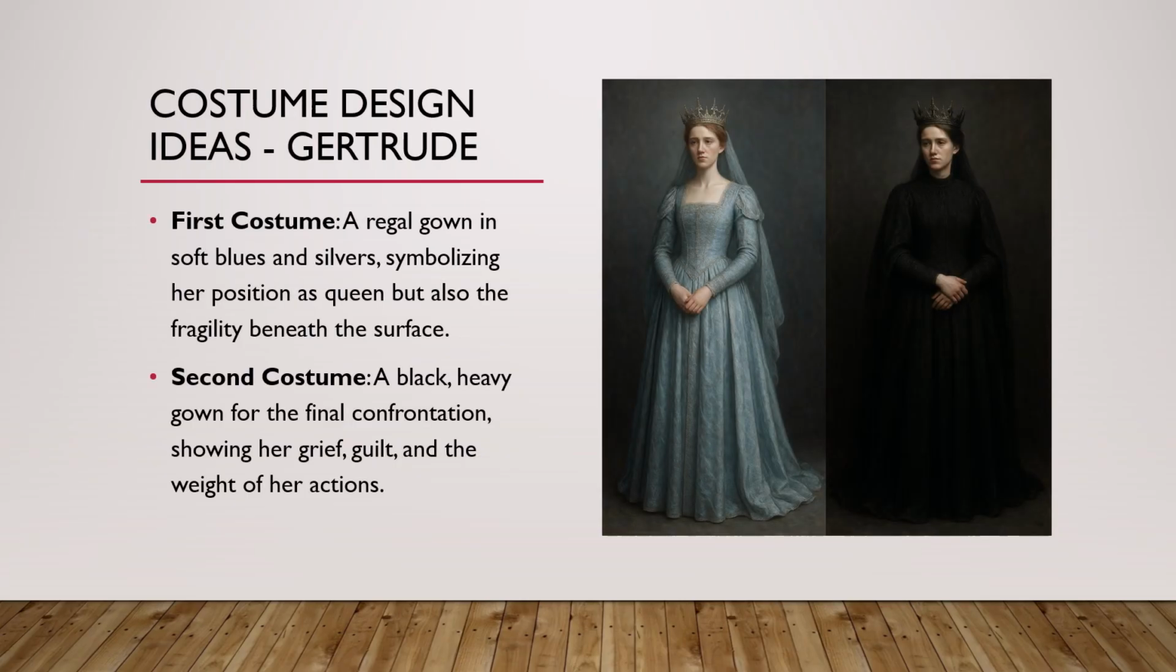The next costume design was Gertrude. So in the beginning, we wanted to show her regal gown, soft blues, how important she was, her position as the queen, but also how fragile she is underneath and how that can possibly be taken advantage of. In the second costume change she had, it's more black, a heavy gown, final confrontation showing her grief, guilt, and the weight of her actions. So she's chosen more of, I don't want to say a death color or a black mourning color, where she has transitioned from that soft blue to that dark black, intense sadness and despair with grief and guilt.